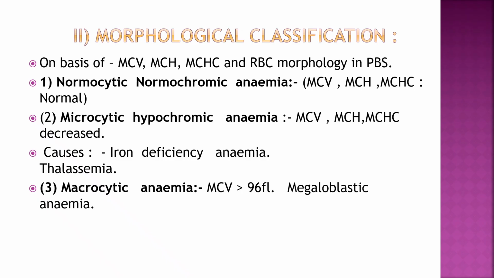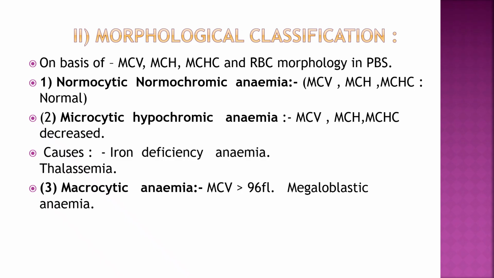Then the second type is microcytic hypochromic anemia. In that, MCV, MCH, MCHC all are decreased, and in PBS we can see smaller size of the RBCs, that is microcytosis, and less concentration of hemoglobin, that means less redness to the red cells, so it is called hypochromia. The causes for this condition can be iron deficiency anemia, sickle cell anemia, thalassemia.